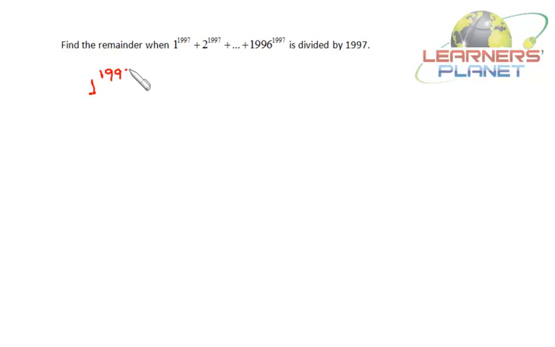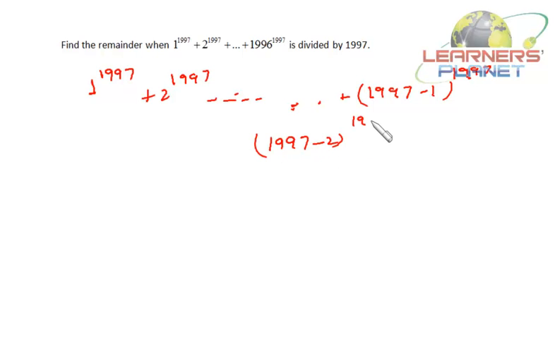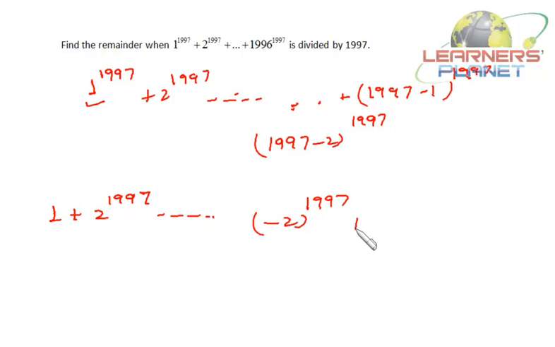I just write it as it is. Then plus 2 raised to 1997. 1996 I can write as 1997 minus 1, raised to 1997. Similarly, 1995 can be written as 1997 minus 2, raised to 1997. Friends, now you'll observe we'll get the remainder 1 in this case. Here we'll get the remainder from 2 raised to 1997. Here we'll get the remainder from minus 2 raised to 1997, and from here we'll get the remainder from minus 1 raised to 1997.